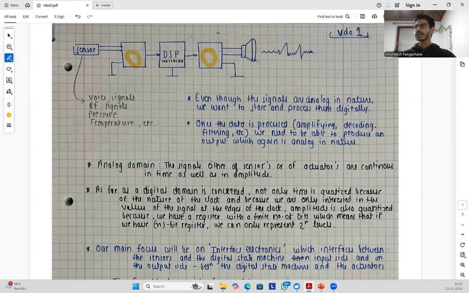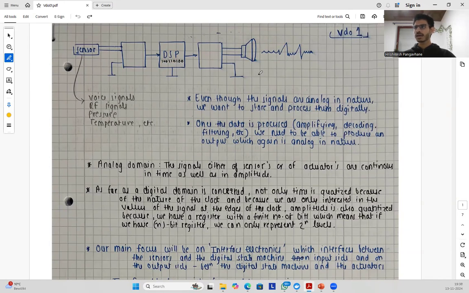Once the data is processed, for example, amplified, decoded, or filtered, let's say we converted the analog data into digital data, but now after processing, whatever task we have to do with the data, we need to be able to produce an output, which again is analog in nature. So basically, while talking about the analog domain, the signals are either of sensors or actuators.